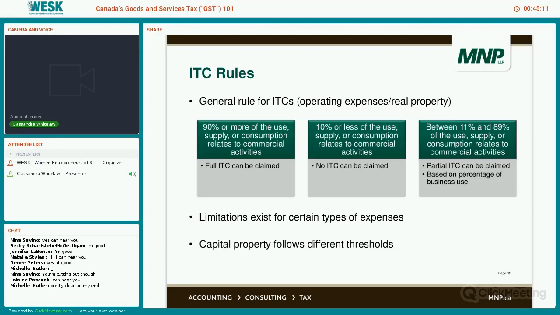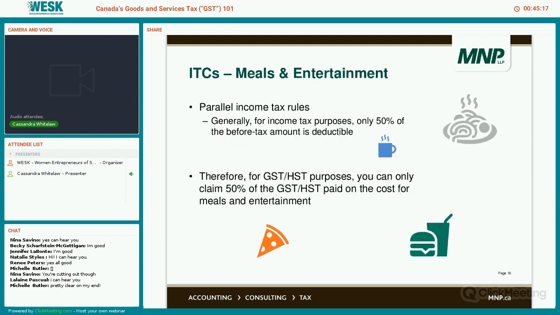Now that being said, there are some limitations on certain types of expenses that you can claim input tax credits on. The biggest one is meals and entertainment, and this basically follows the income tax rules. For income tax purposes, you can generally only deduct 50% of the before tax expense. So similarly for GST, you can only claim 50% of the GST or HST paid on the cost of these meals and entertainment.